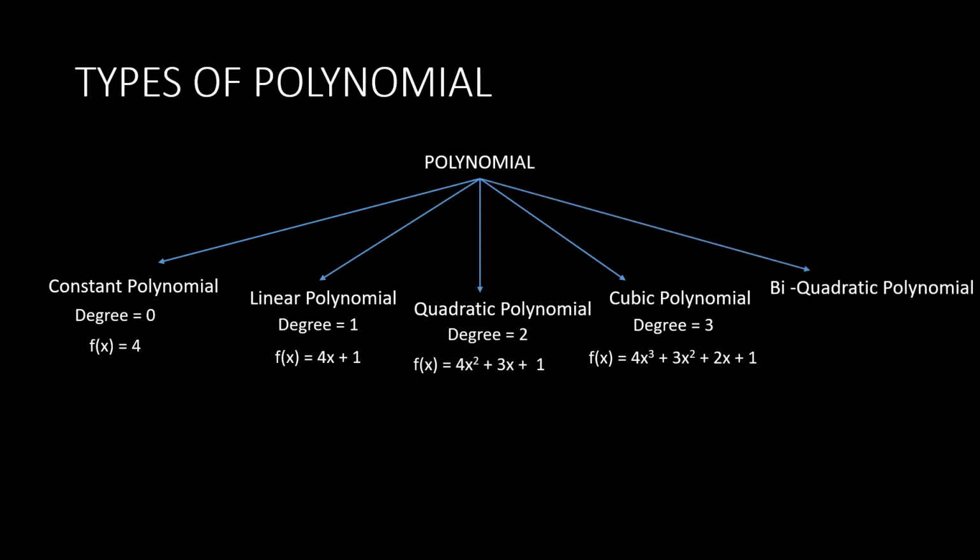Next is biquadratic polynomial. This you won't see much in this chapter, so it's fine. Biquadratic polynomial is a polynomial with a degree 4. For example, f of x equals 4x to the power 4 plus 3x squared plus 2x plus 1.